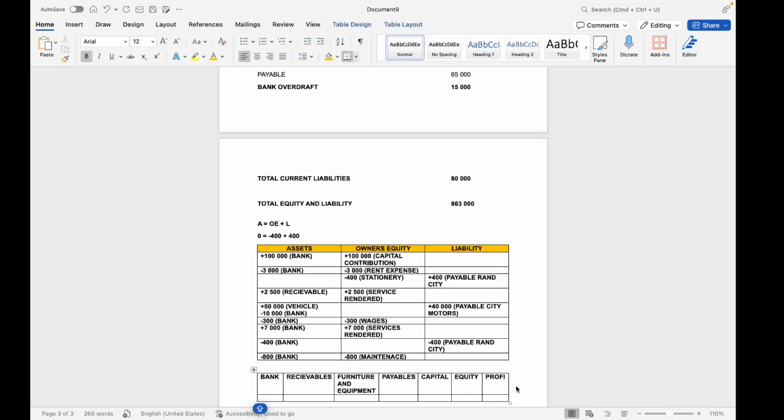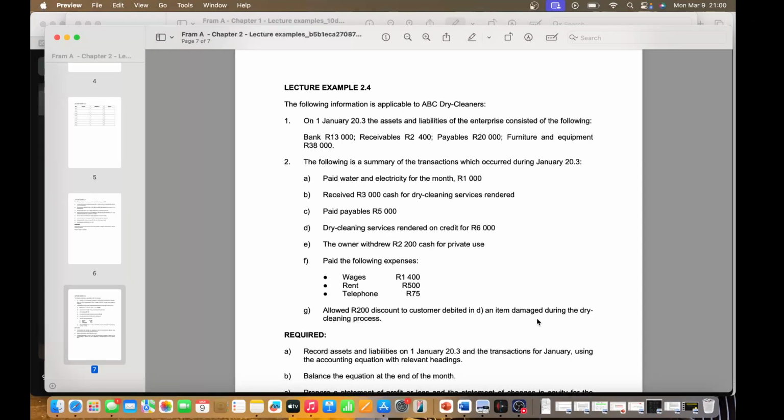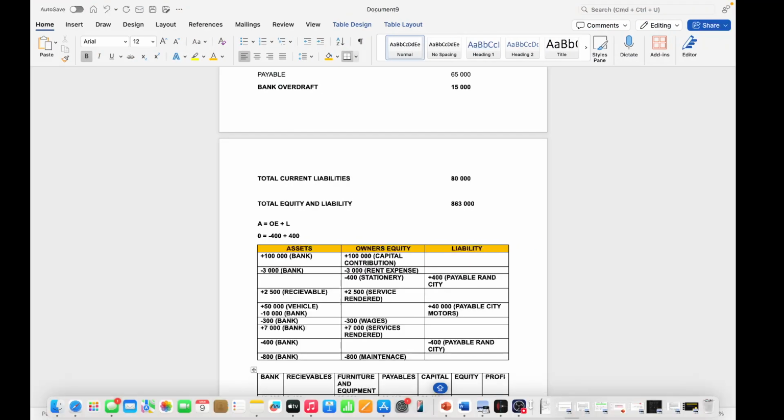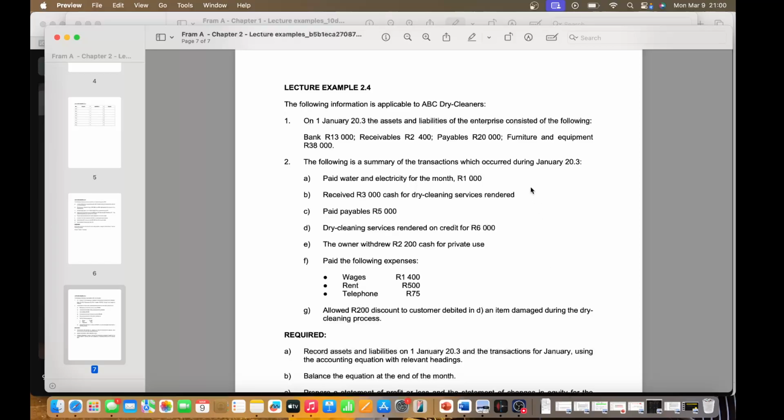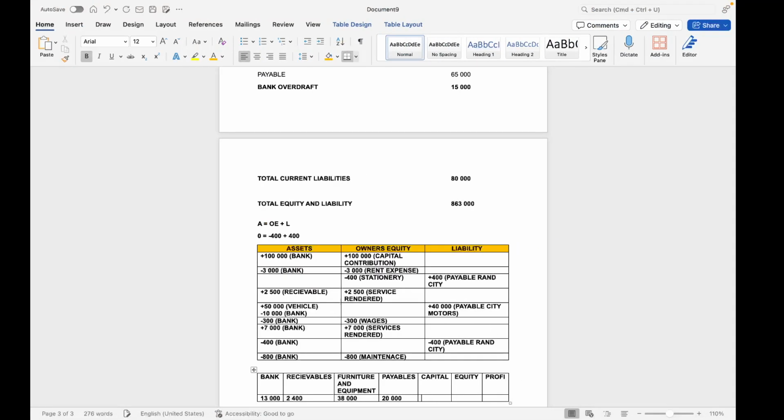So the opening balances here are given as 30, 13,000, 2,400, 38,000. Our payables will be 20,000. Our capital is 33,400, right? Let's just check. Wait. Our equipment is 38,000. We have this: 13,000, 2.4, 20,000 payable. Where's the 20,000? Okay, fine. 38,000 is fine. I think we can leave that for now. So I think this part we can ignore.